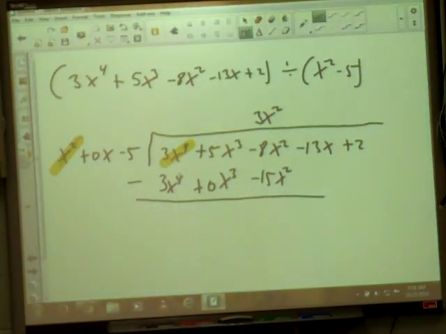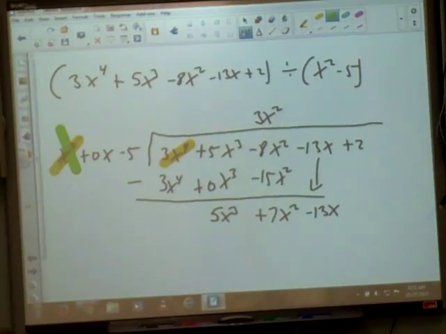Subtract. 3x to the 4th minus 3x to the 4th is nothing. 5x cubed minus 0x cubed is 5x cubed. Be careful with signs here. Negative 8 minus negative 15 is positive 7. Alright, I've got 2 pieces here, but outside there's 3, so I'm just going to drop down the next one, minus 13x. Okay, then we start all over again.